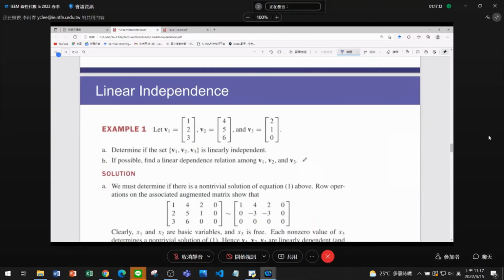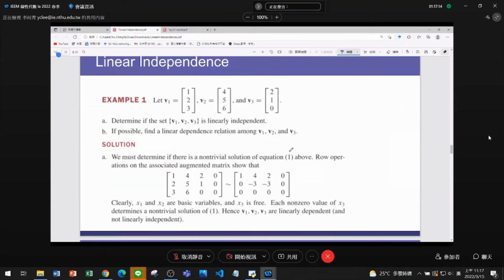So we can see the example. In this example, we are given 3 vectors. And for the first part, we are asked to determine if the set v1, v2, v3 is linearly independent or not. And the B part, if possible, find a linear dependence relation among v1, v2, and v3.